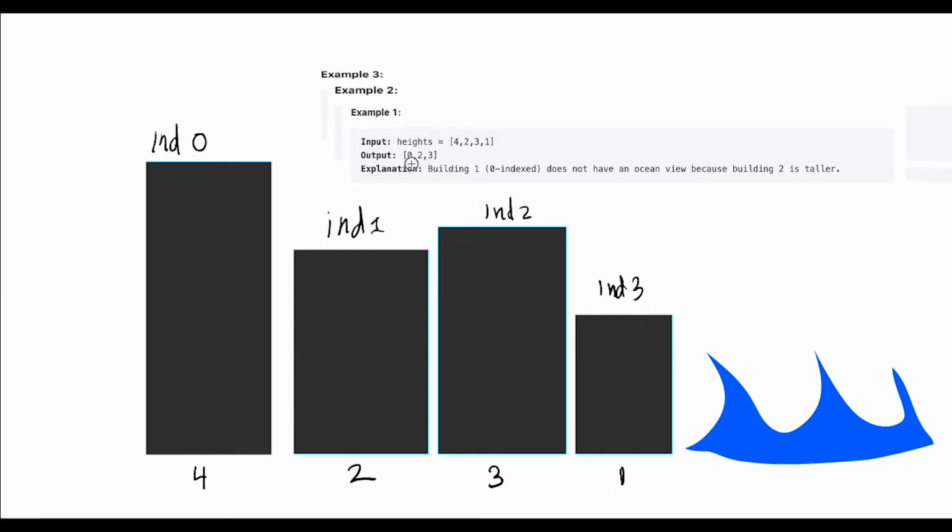You are going to return 0, 2, and 3. Index 0 has nothing obstructing it, so it is able to see the ocean over here. You're going to return an index of 2 because this building at the height of 3 can also see over the building in front of it. And you're going to return index 3 also because there's nothing in front of it, so you are always going to be able to see the ocean.